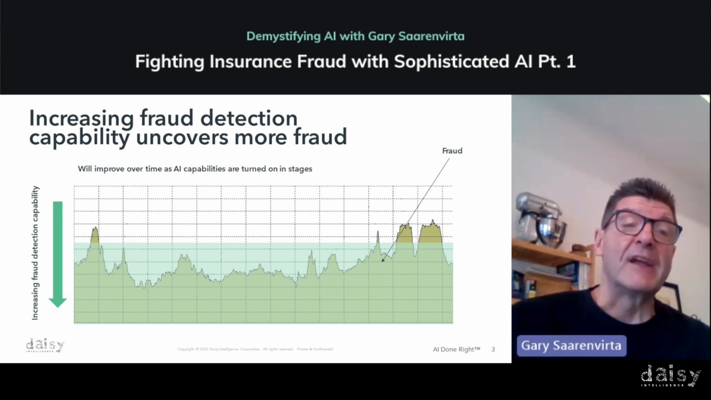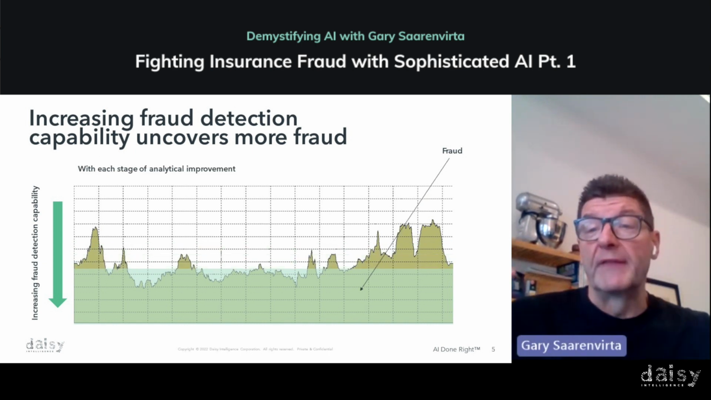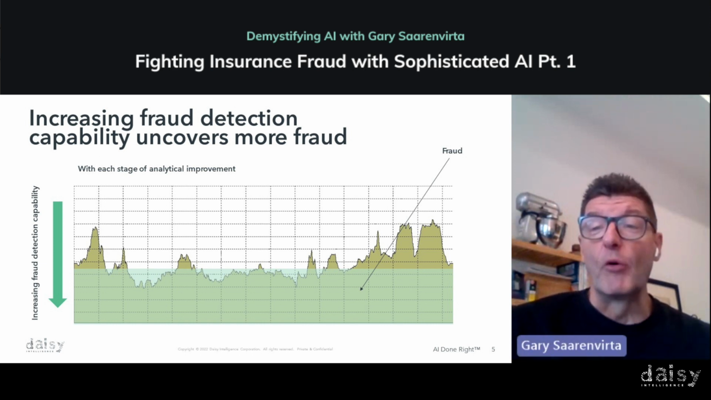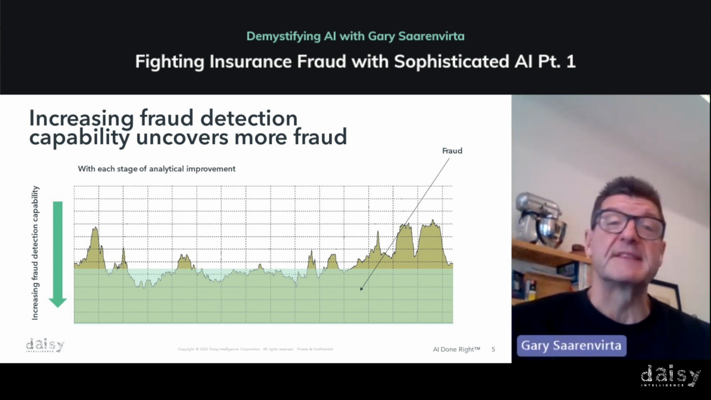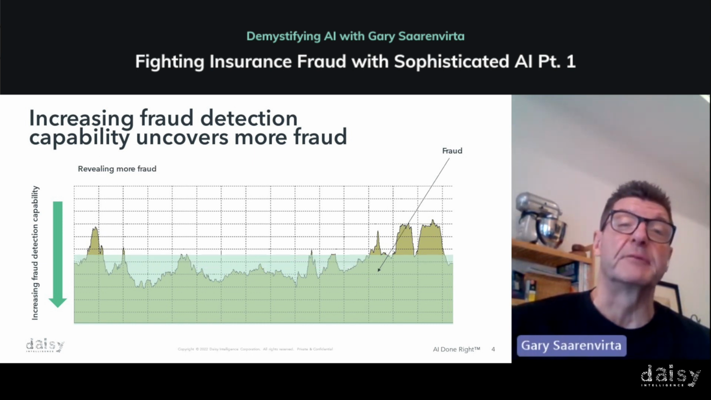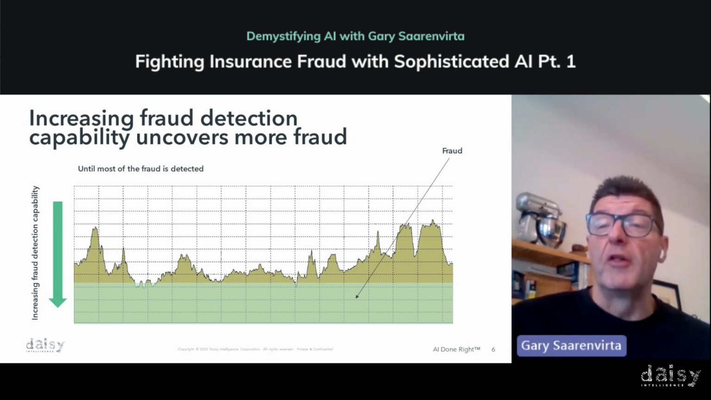And as you increase your fraud detection capability, you're in essence lowering the water level. As you lower the water level, you uncover more and more fraud, and you increase the fraud detection capability by using more and more sophisticated methods. And you continue to reveal more fraud until eventually you empty the oceans and you see all the fraud there.